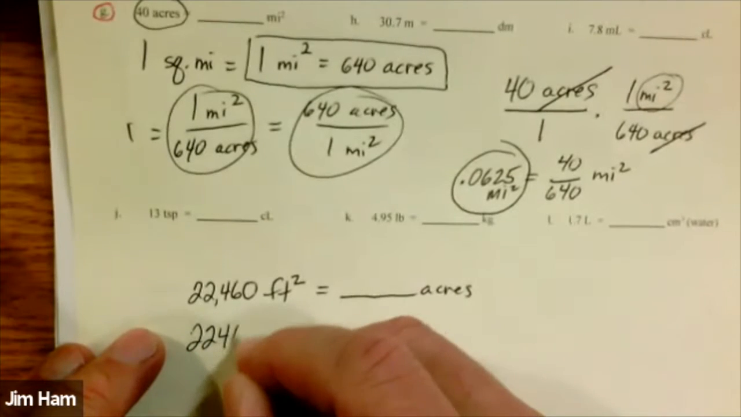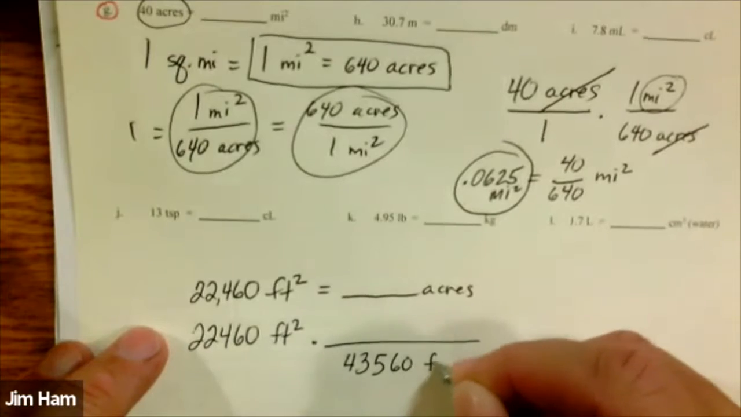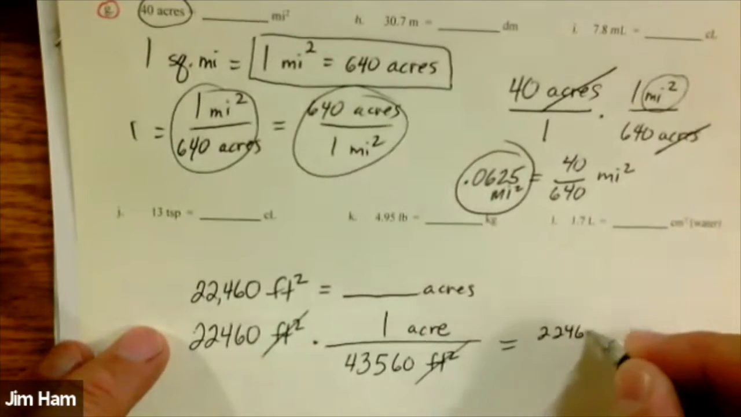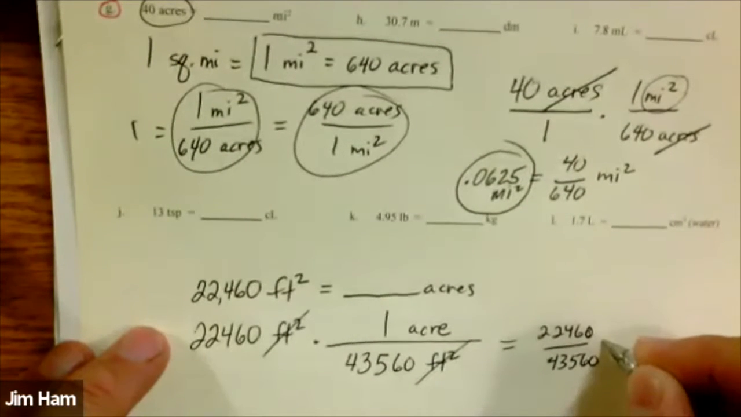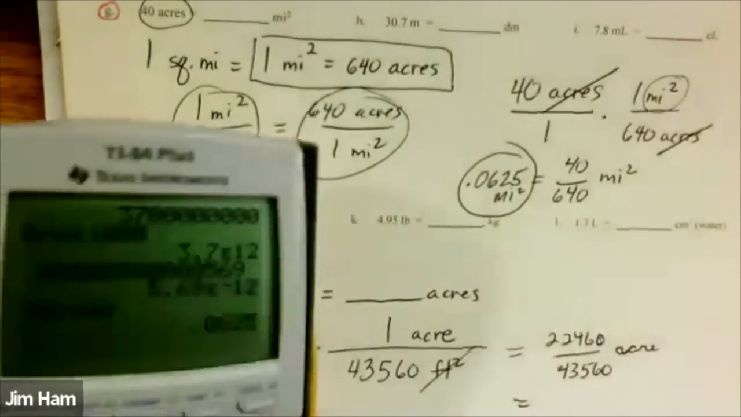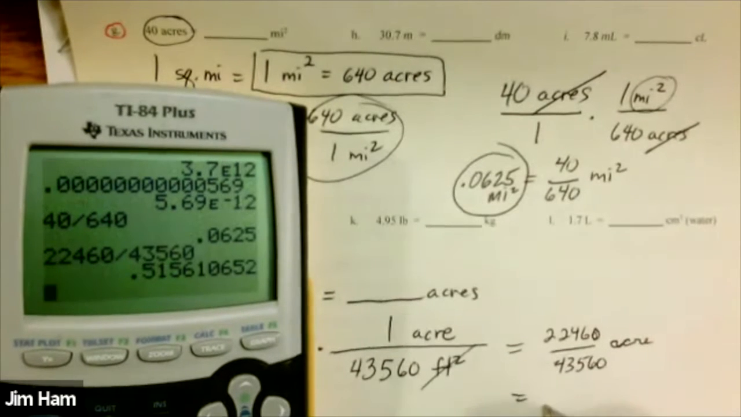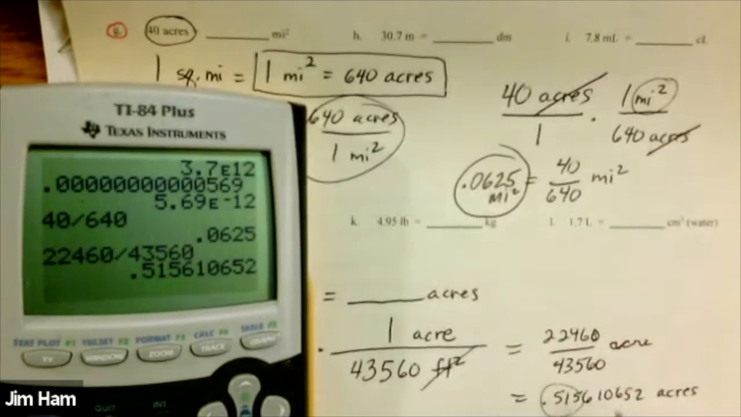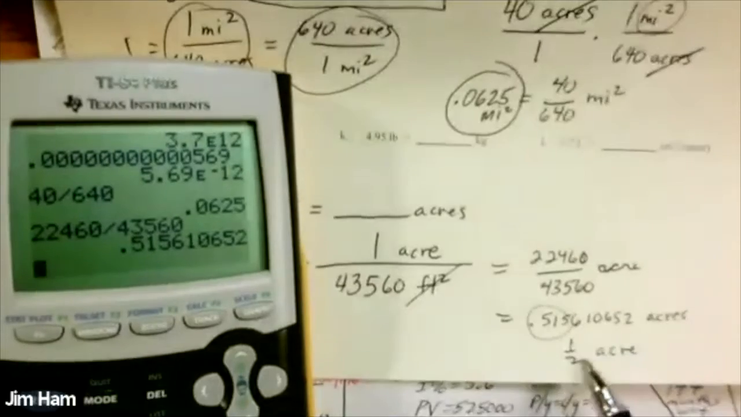Since we do have a relationship between square feet, 43,560 square feet is equal to 1 acre. Square feet cancels, and so we have 22,460 divided by 43,560, and the only unit remaining is the acre. So you can see that it's a fraction of an acre. It's not a whole acre. To see specifically, I'll do the division and see 0.5156 acres. So what you can say is that you own about a half acre, because that's close to 0.5. Just a little bit more than a half acre.